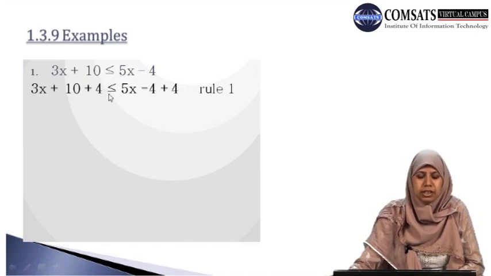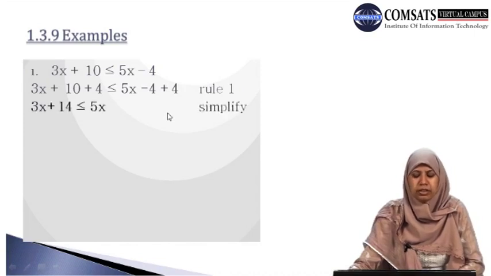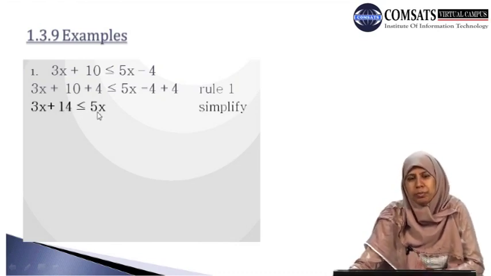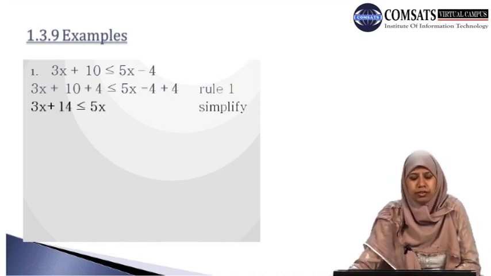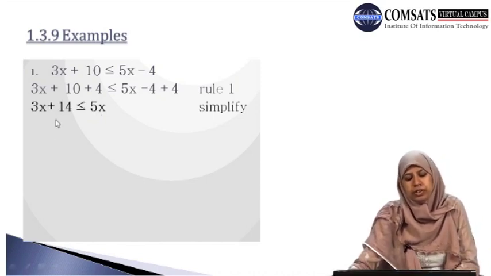So we have less than or equal to 5x minus 4 plus 4, and simplifying this step, we obtain that 3x plus 14 is less than or equal to 5x. So what was our method to solve inequalities? That is, we have to isolate the variables on one side and constants on the other side of the inequality. So we still have variable 3x on one side and 5x on the other side.